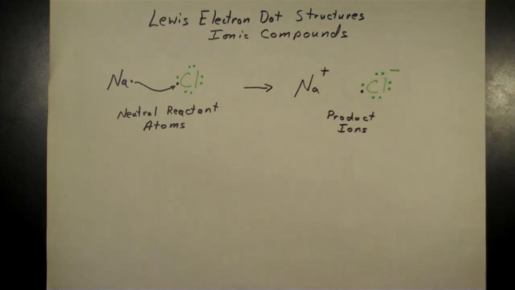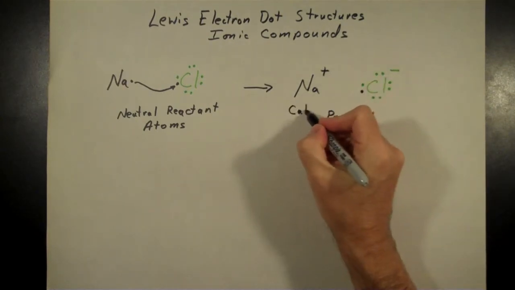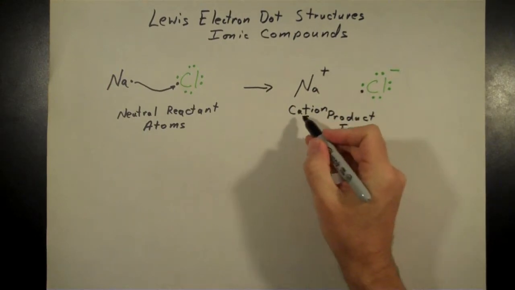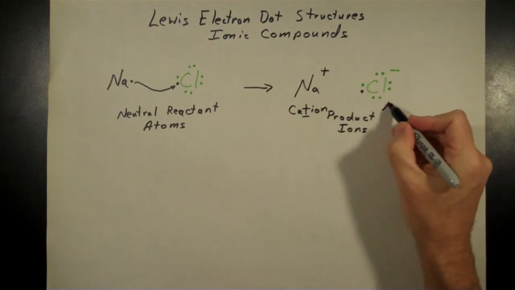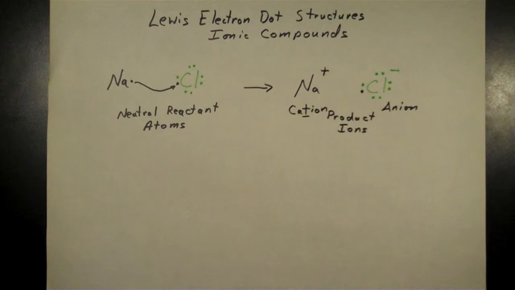All right, and so there's our product ions. Again, if they're positively charged, we call those cations. See the nice little plus sign I put in the middle of that t? That's one easy way to remember that. And then the chloride ion, we call that an anion. Negatively charged ions, we call those anions.